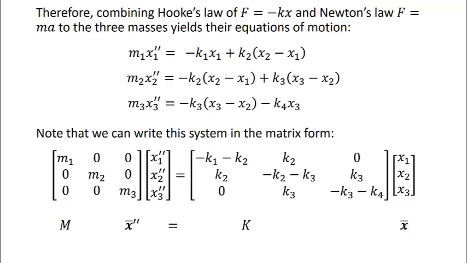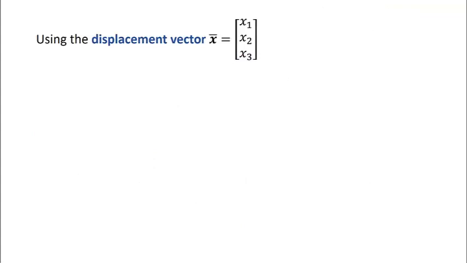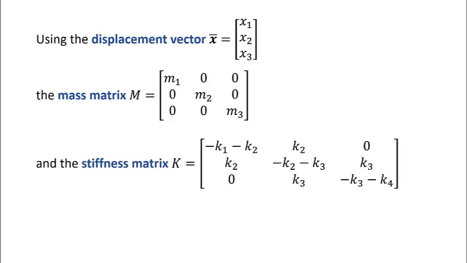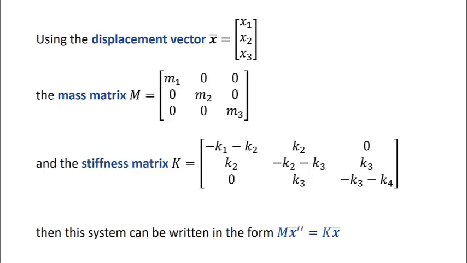Just to give you a little more introduction into these matrices and vectors that you see here. Notice that vector x, again, x1, x2, x3, we're going to call the displacement vector. And that matrix M is our mass matrix. It's that diagonal matrix that has down the diagonal the values of the 3 masses. The matrix K is called the stiffness matrix. And recall once again that we can write this system in the form M x double prime equals K x.